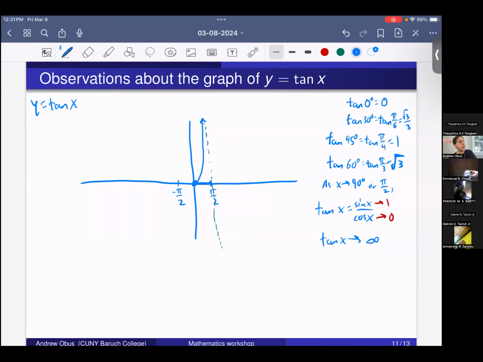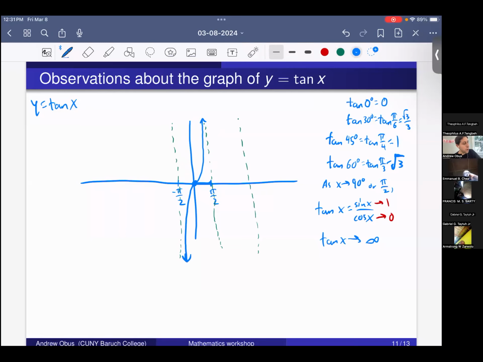Okay? And now I claim that once I know this part, then I know all of the rest of the graph, because whatever happens between 0 and pi over 2, the negative has to happen between 0 and minus pi over 2, because tangent is an odd function. So if this is what it looks like here, then it has to look like this over here. And then I know that this just repeats every pi.